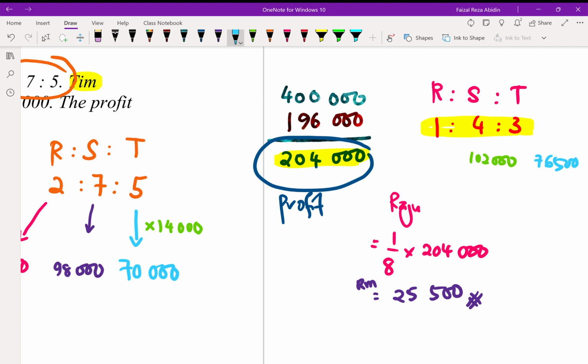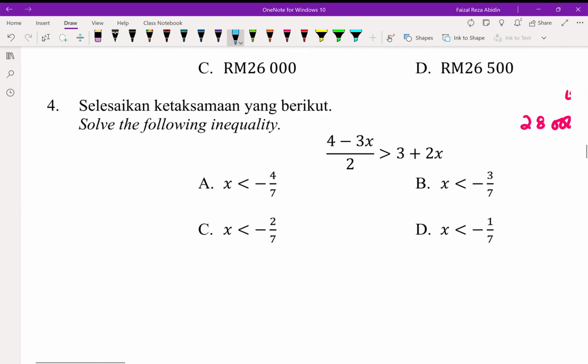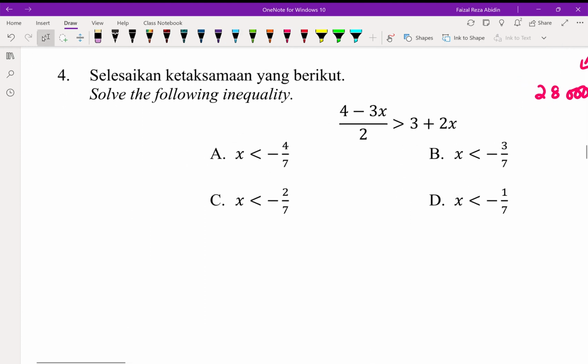I know everybody here didn't minus to get the profit, isn't it? Okay? Can I proceed? Okay. Next. Solve the following inequality. So, what must I do first?